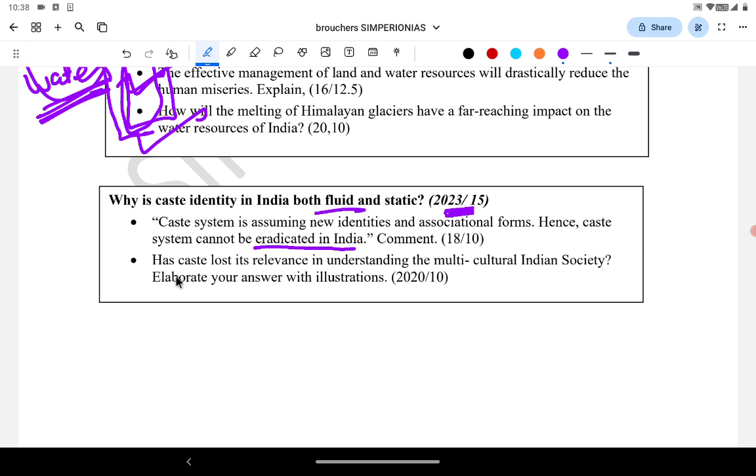Come to the next question, 2020. Has the caste system lost its relevance in understanding a multicultural Indian society? Elaborate your answer with illustrations. The questions on the caste system are similar questions. See, the answers for all these questions are almost similar or the same. The words they use to frame these questions are very different, but the answer for all these questions is the same. So please go through the PYQs of the last 40 years for the mains.